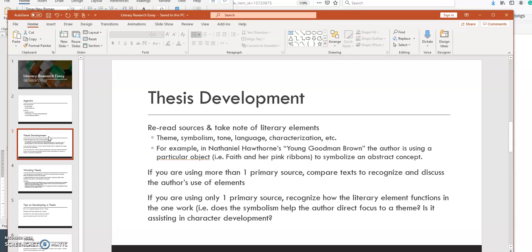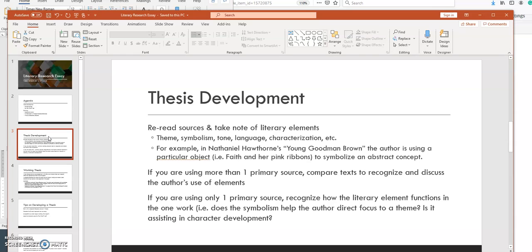You may have noticed certain literary elements being discussed more than others. So symbolism, theme, tone, figurative language, characterization. There's a ton of different literary elements that you have to choose from.